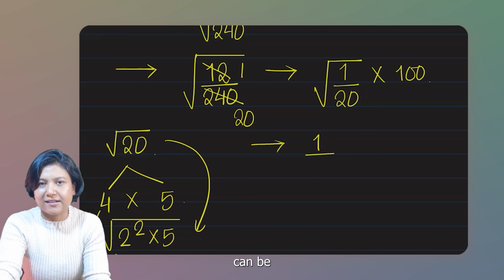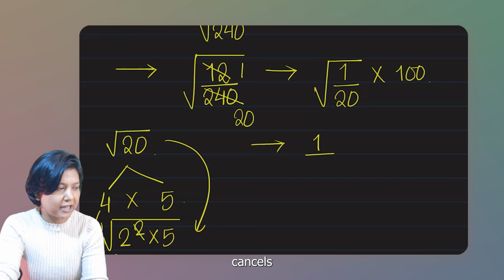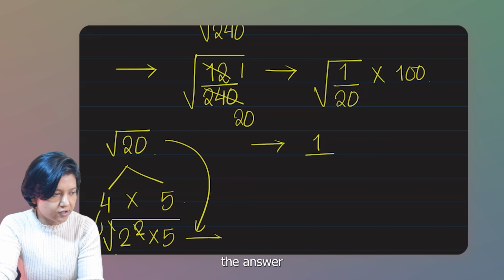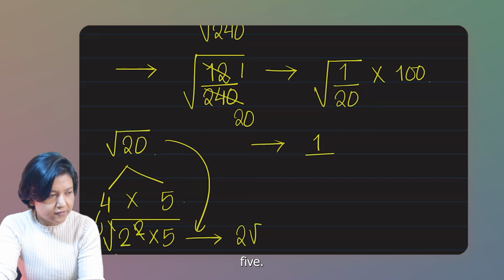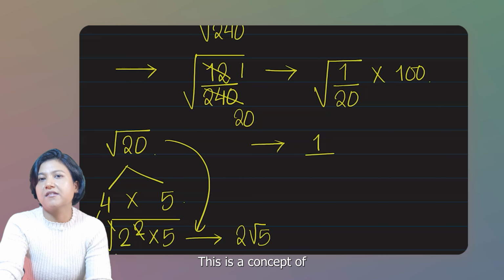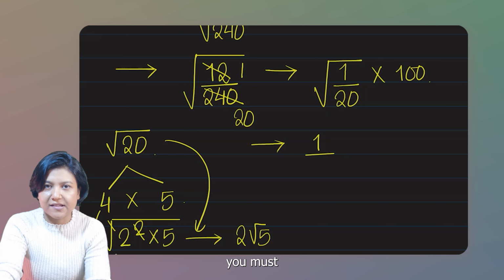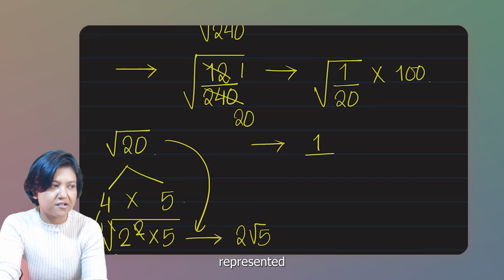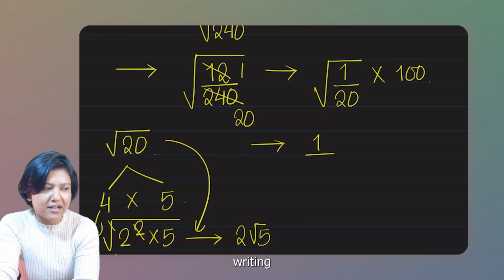The reason I'm doing this is because I want to get rid of the square and the root. So square and root cancel out just for 2, while 5 is still inside the root. So the answer here becomes 2 root 5. So 2 root 5 is the other way of expressing root 20. This is a concept of surds you must have seen in my other videos. So instead of writing square root 20, I'll write 2 root 5.